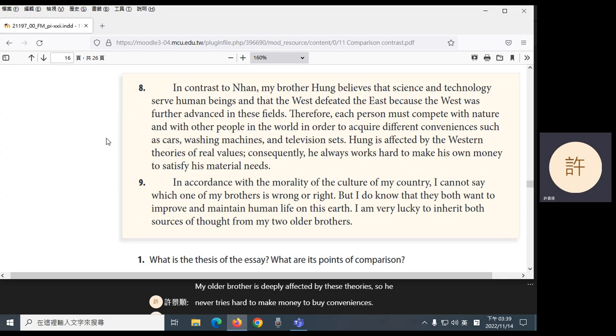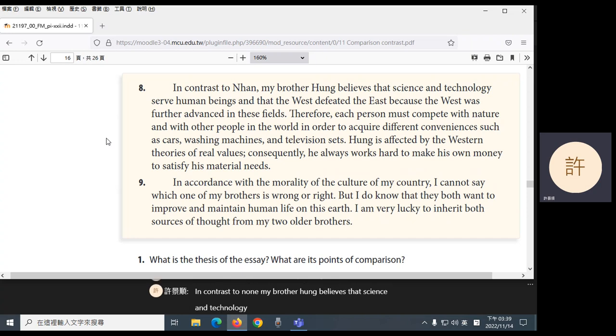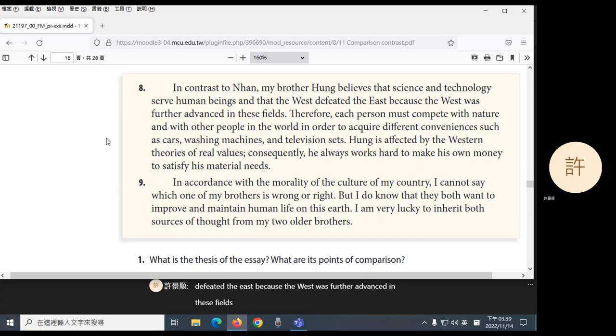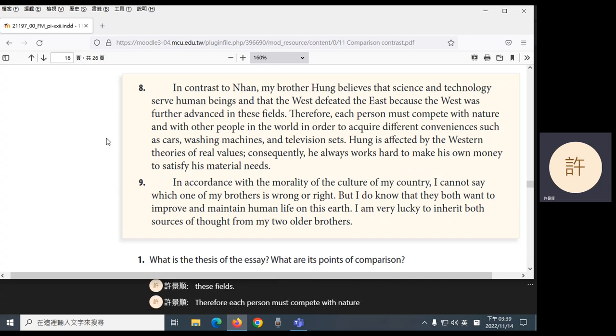In contrast to Nan, my brother Hung believes that science and technology serve human beings, and that the West defeated the East because the West was further advanced in these fields. Therefore, each person must compete with nature and with other people in the world in order to acquire different conveniences such as cars, washing machines, and television sets.